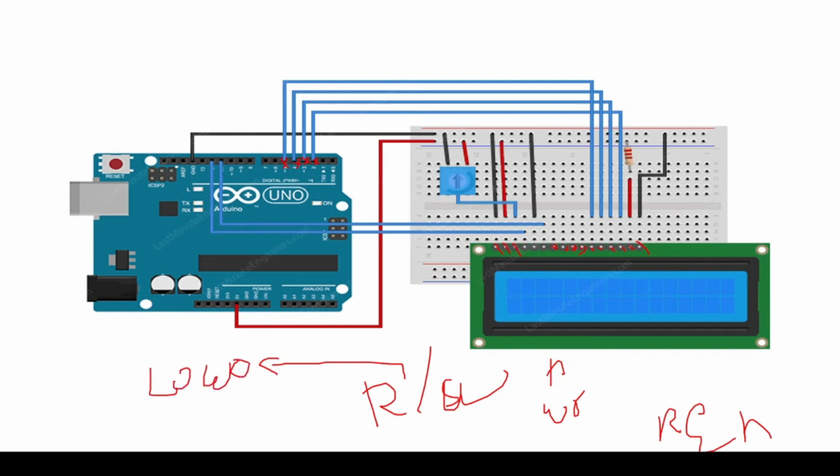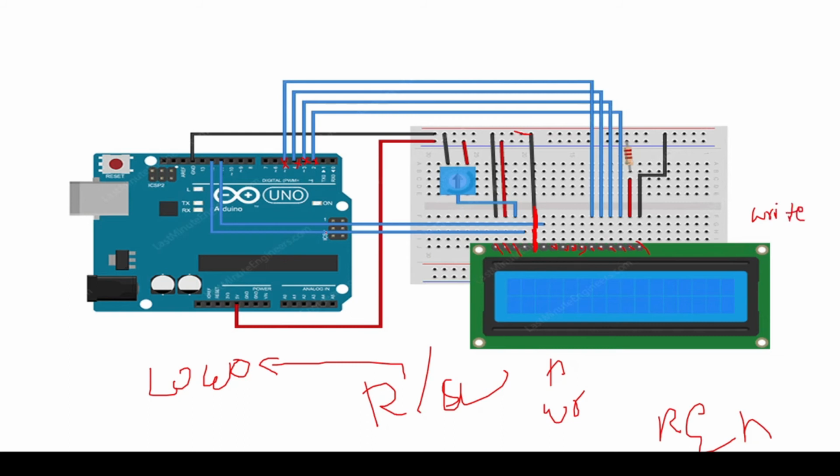So this is my RW pin. Making it low means connecting it directly to ground, right? So I had connected my RW pin, the read write pin, directly to the ground of my Arduino. That means it is getting the 0. If the RW pin gets the 0, the LCD will work in write mode. That means it will display the data here.